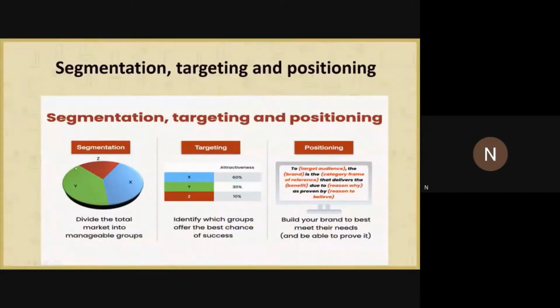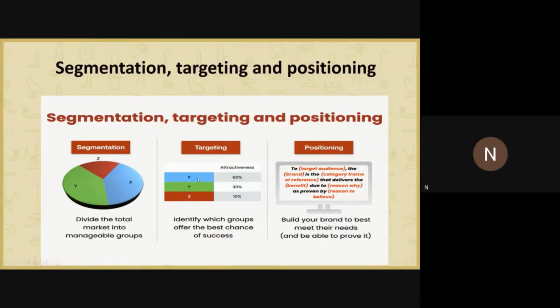Segmentation involves a market with people who have different needs and different wants. Segmentation means that you categorize the market into a few groups. Each group has the same needs and the same wants. So in this case, we segment the market into three groups: market X, Y, and Z. That is called segmentation.